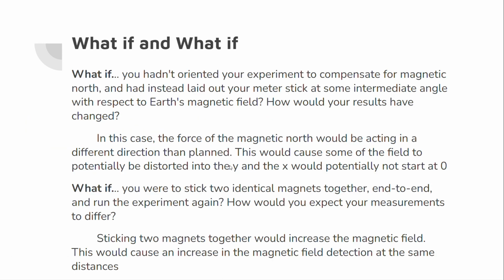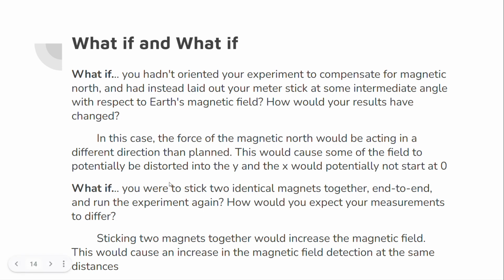What if and what if? What if you had not oriented your experiment to compensate for the magnetic north, or did so incorrectly? In this case, the force of the magnetic north would be acting in a different direction than planned. This would cause the sum of the fields to be potentially distorted in the x and y axes, and the x-axis would potentially not start at 0.